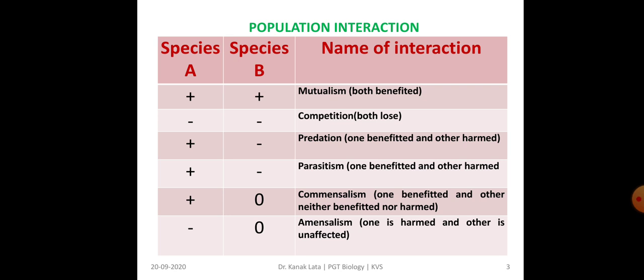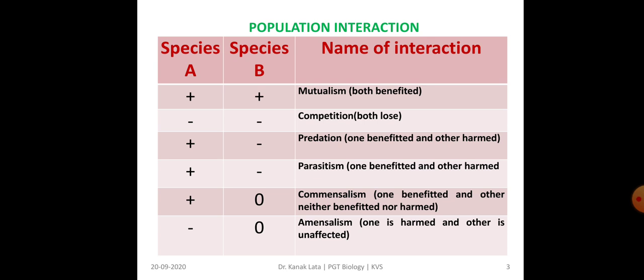So here there is interaction between two species. First is mutualism, where both species have a positive sign, meaning both benefit from each other. Second is competition, where both lose, so both have a negative sign. Next is predation, where one is benefited and another is harmed, so one has a positive sign and another a negative sign. Another one is parasitism. Here also one is benefited and another is harmed, so one species has a positive sign and another a negative sign.